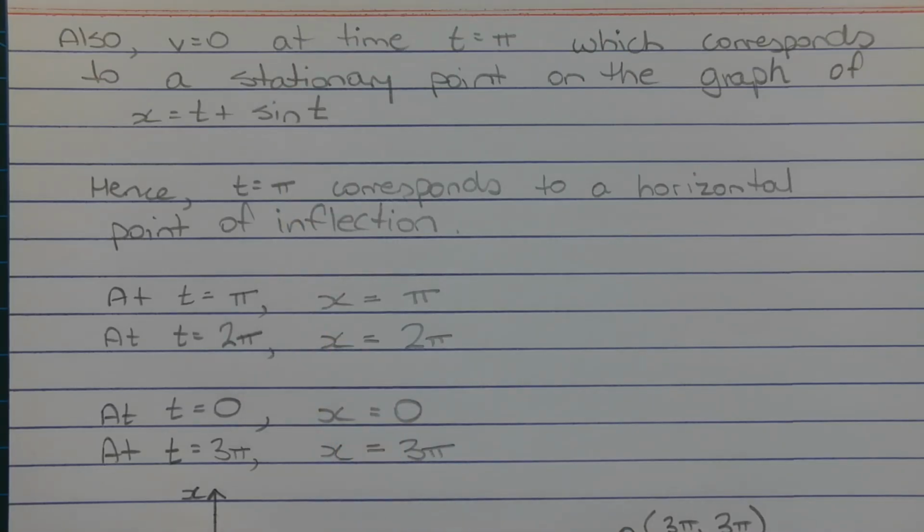Now we need to find the vertical coordinates, or the values of x, that correspond to the values of t that we just found. We also need to find the values of x that correspond to the endpoints of the graph. Recall that the interval we're given is that t is greater than 0 and less than 3 pi. Using the equation x equals t plus sine t, at time t equals pi, x equals pi. At time t equals 2 pi, x is equal to 2 pi. At time t equals 0, x is equal to 0. And at time t equals 3 pi, x is equal to 3 pi.